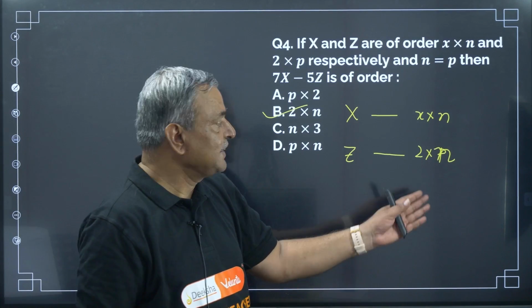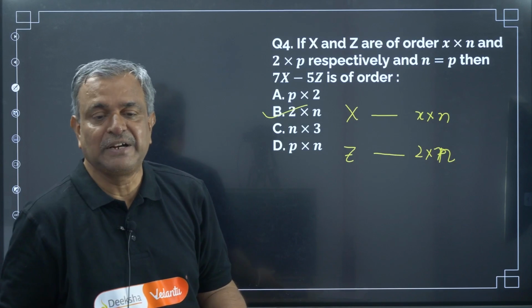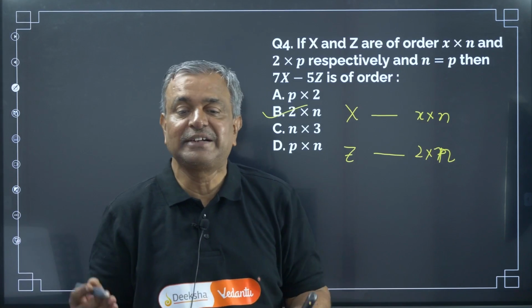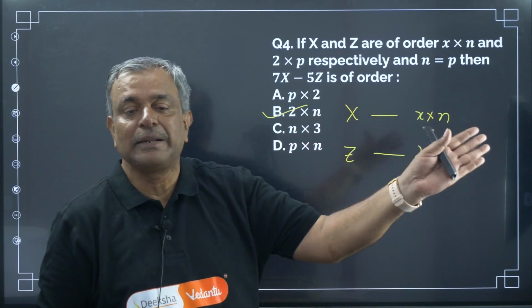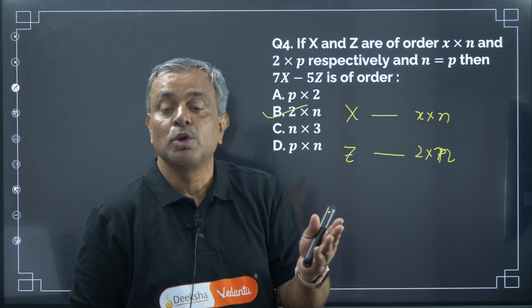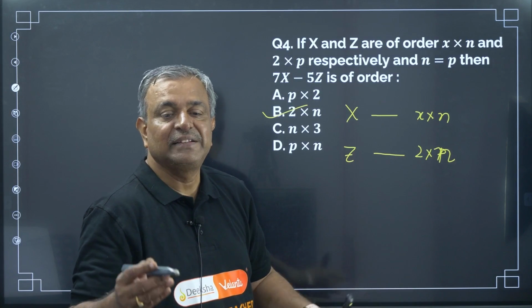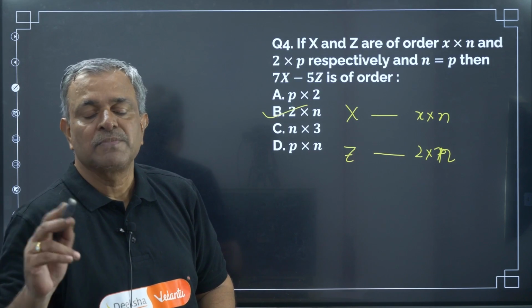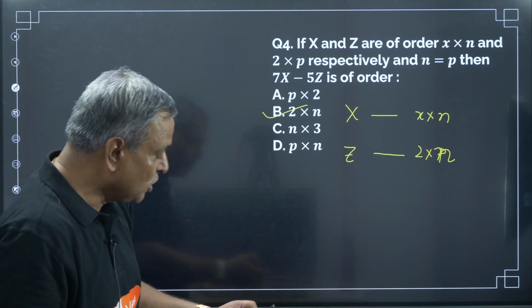When you are subtracting, x must be equal to 2. Otherwise, you can't subtract. When two matrices are subtracted or added, it doesn't matter about 7 and 5 at all, because you are multiplying each and every term with 7 and each and every term with 5. It only matters that x is equal to 2. When the orders of both the matrices are same, then you can add and subtract. That is the concept.